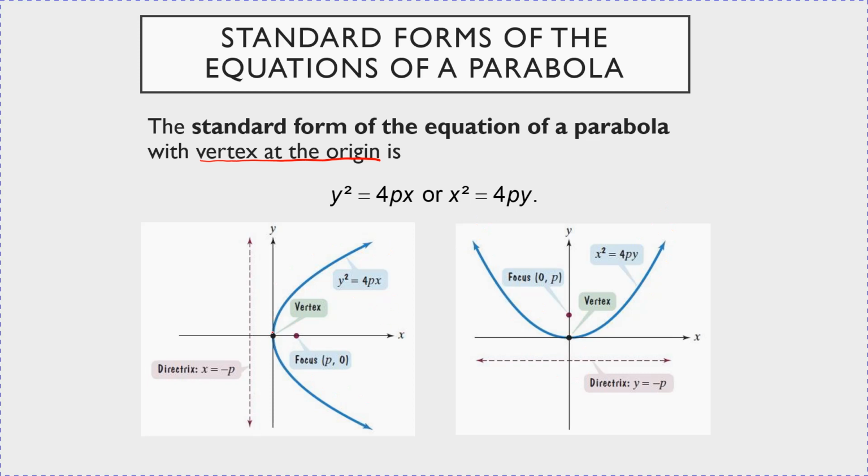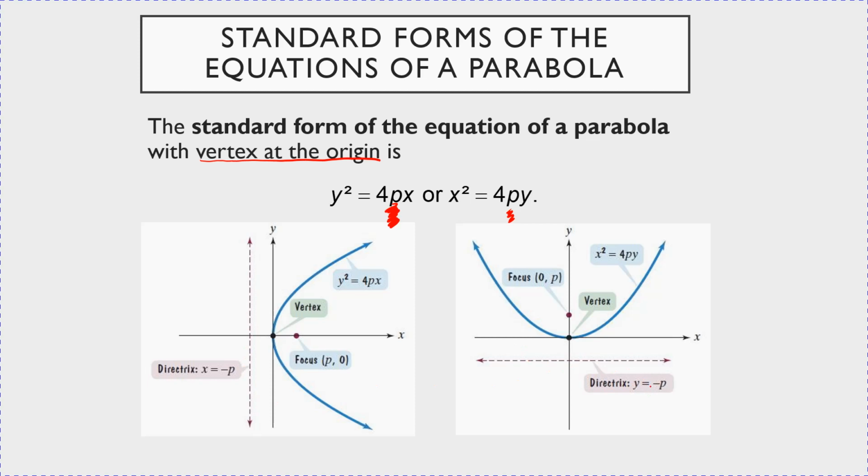What's going on here is the vertex is the origin, so the vertex occurs at the point (0, 0). And this value p helps us find the focus and the line of the directrix. The focus is going to occur at the point (p, 0), and the directrix is going to be the line x equals negative p. Now if you have x squared is equal to 4 times p times y, again the origin is the vertex, but the focus now is going to be on the y-axis, since over here it's on the x-axis. The focus is going to occur at (0, p), and the directrix, which over here was a vertical line, will now be a horizontal line, y equals negative p.